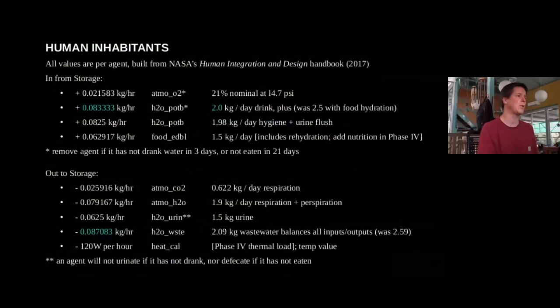This gives you the actual amount of exchange of oxygen and water and food, carbon dioxide, urine and waste and heat. And these numbers all come out of a document called the NASA BVAD, which is the Baseline Values and Assumptions Document. And then there's an integral component called the Human Integration Design Handbook that fed data into that BVAD. So this is also something that's available on Google Scholar or on the CMOC website. We have all this available.